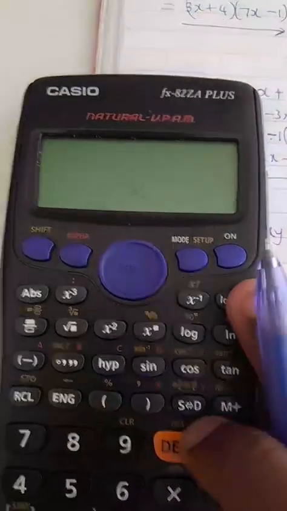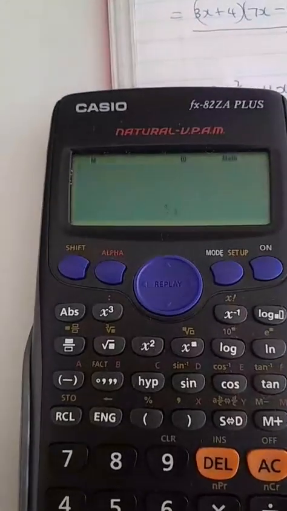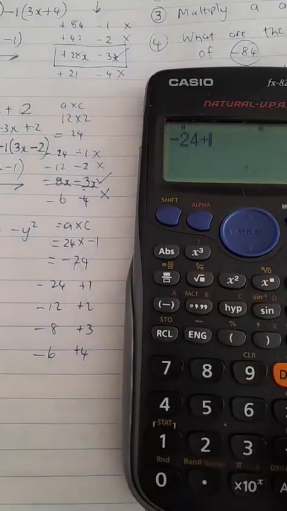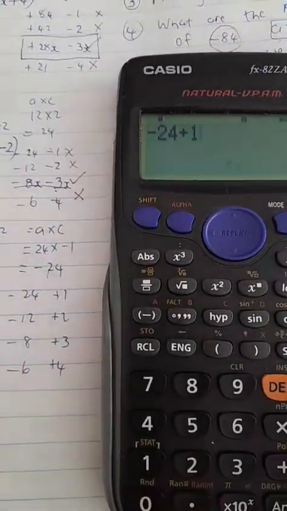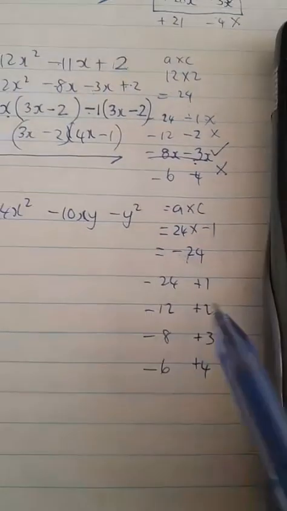Some of you are writing funny things in the comment section, and it's very painful what I'm seeing being written. Some people are identifying the wrong things. Use Mr. Calculator. Here it is. Negative 24 plus 1. Let's check. What's negative 24 plus 1? Negative 23. Not there.